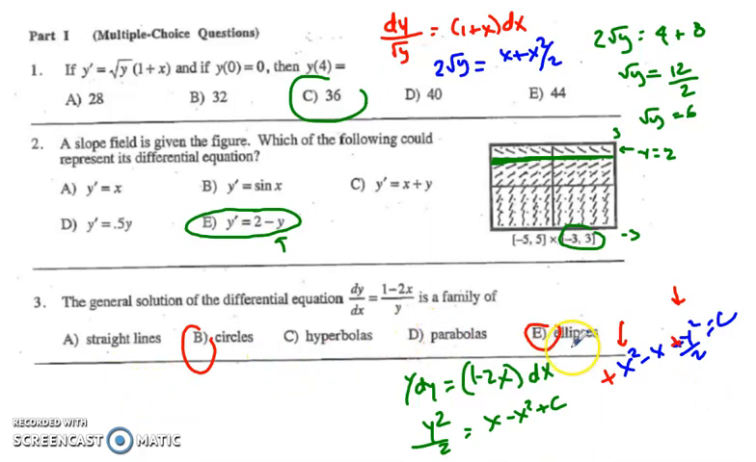The reason why this guy is an ellipse is that my denominator on the x is 1 and on the y is 2. So it can't be a circle because they would have the same denominator.